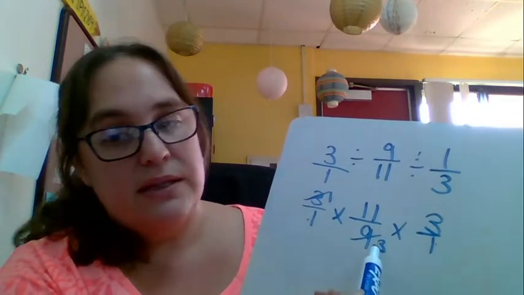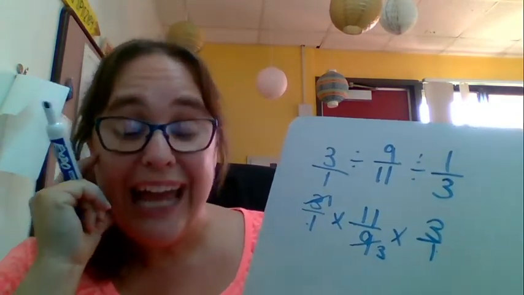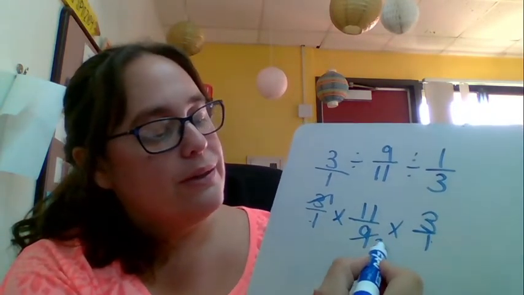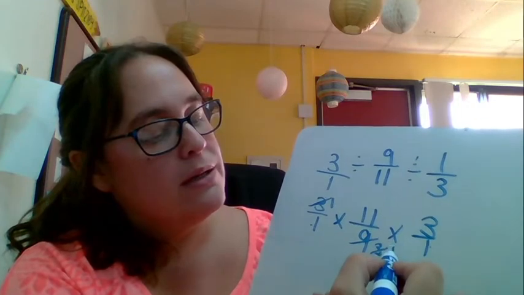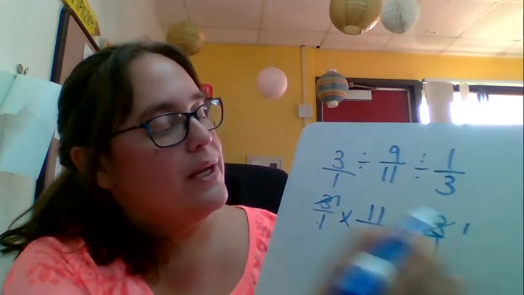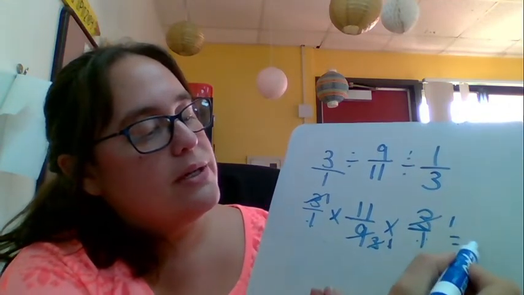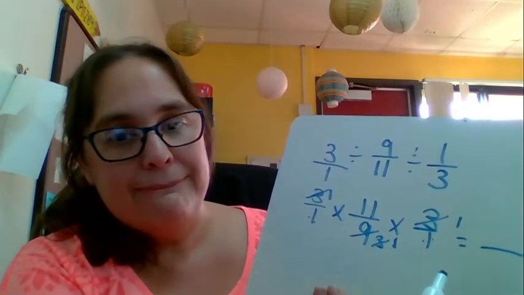Okay, now I still see a 3 and a 3 here. You can reduce those again. That's okay to do. So look, 3 divided by 3 is 1. 3 divided by 3 is 1 again. Now I'm left with 1 times 1 times 1, which is 1.